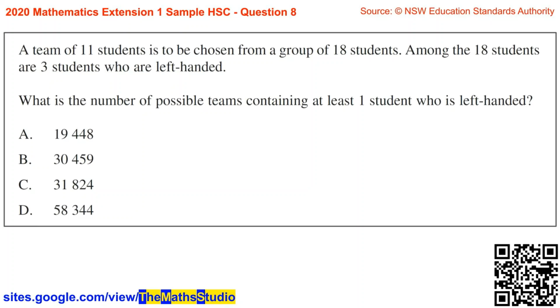Question 8. A team of 11 students is to be chosen from a group of 18 students. Among the 18 students are 3 students who are left-handed. What is the number of possible teams containing at least 1 student who is left-handed?